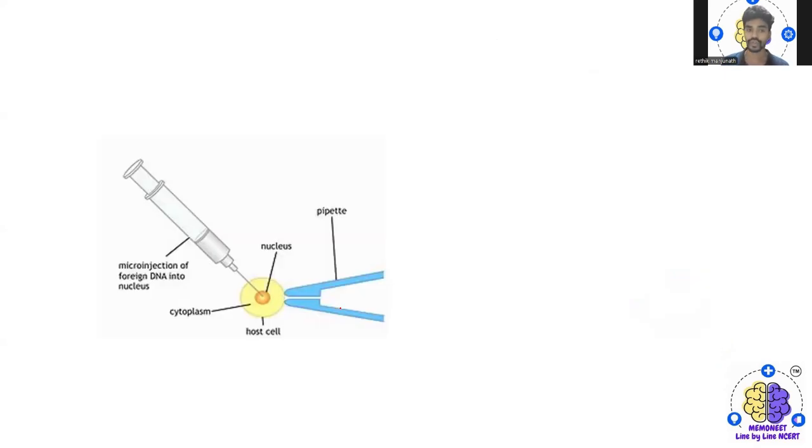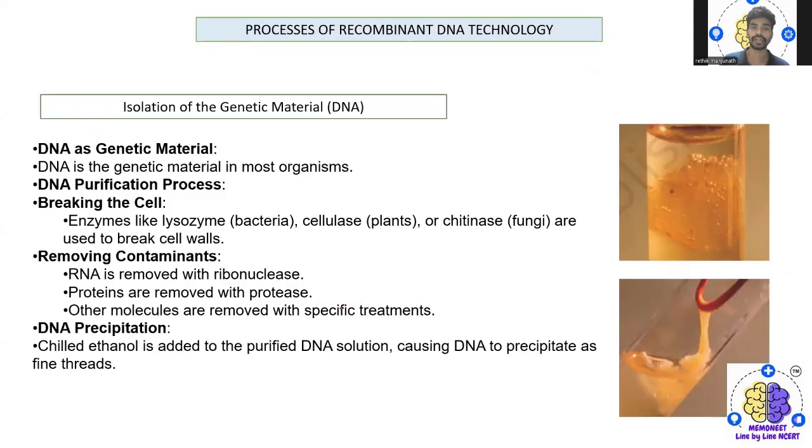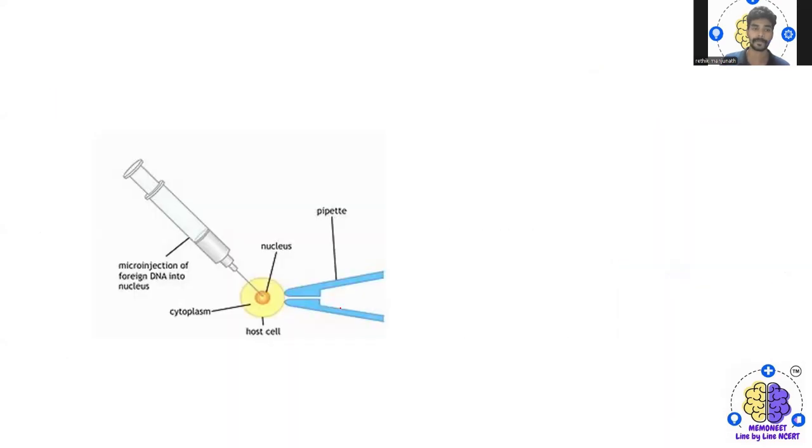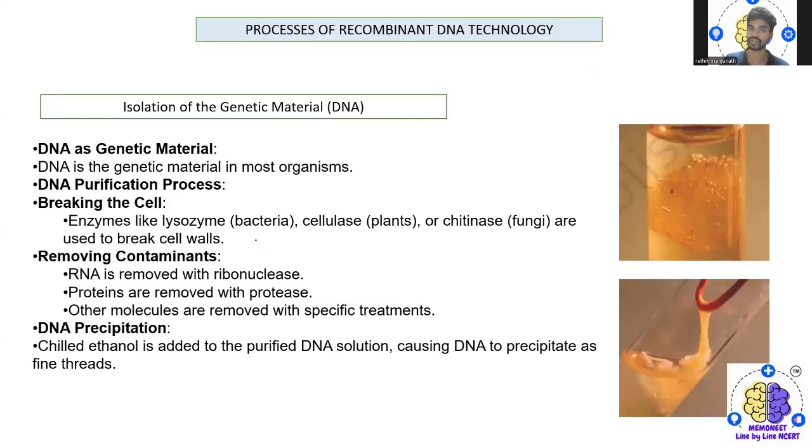Next, microinjection of the DNA into the nucleus is another method. You take the desired DNA, and it is injected directly into the nucleus of the host cell, which sits within the cytoplasm. In that way also we can bring the desired DNA into the host. This is another method.